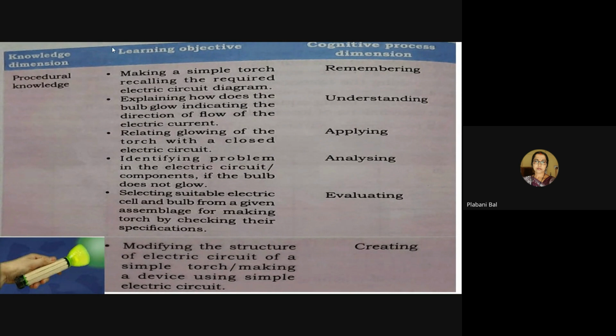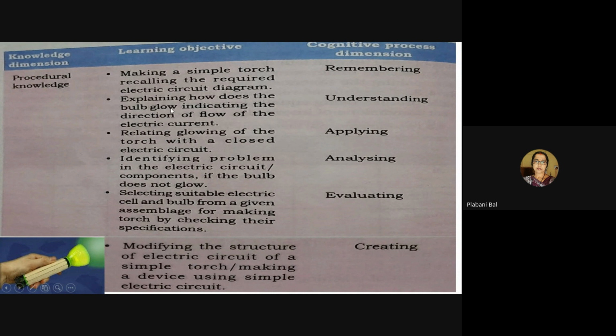So if the learner is able to make a simple torch, recalling what? Recalling the circuit diagram. The electric circuit diagram has been taught in class, and if the learner can recall it and make a simple torch, that will be your objective, and that objective will be considered under the cognitive process dimension, remembering. Now the thing is clear, I think. Remembering: the student will remember the circuit diagram only, and recalling the circuit diagram he can make a torch.